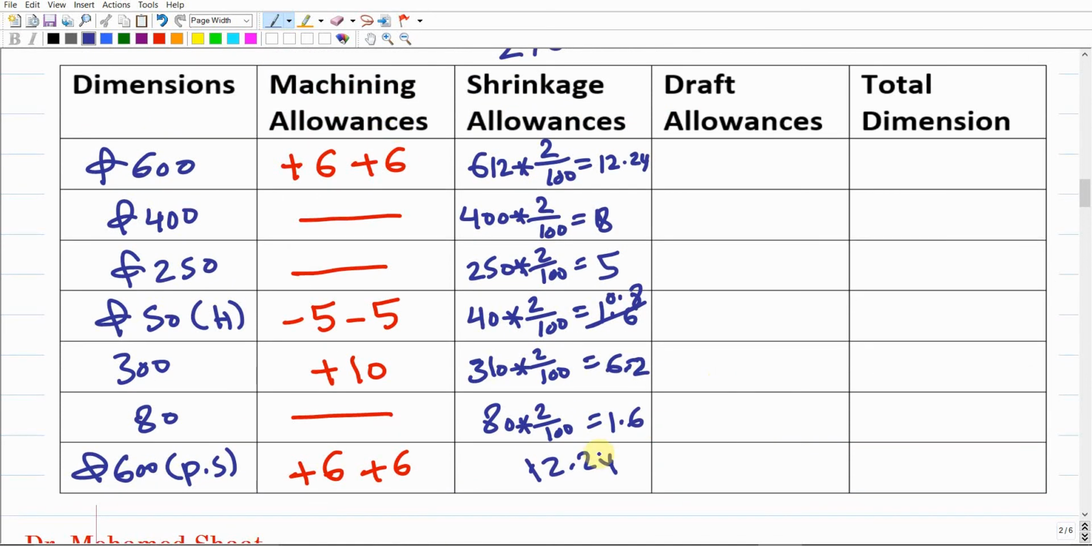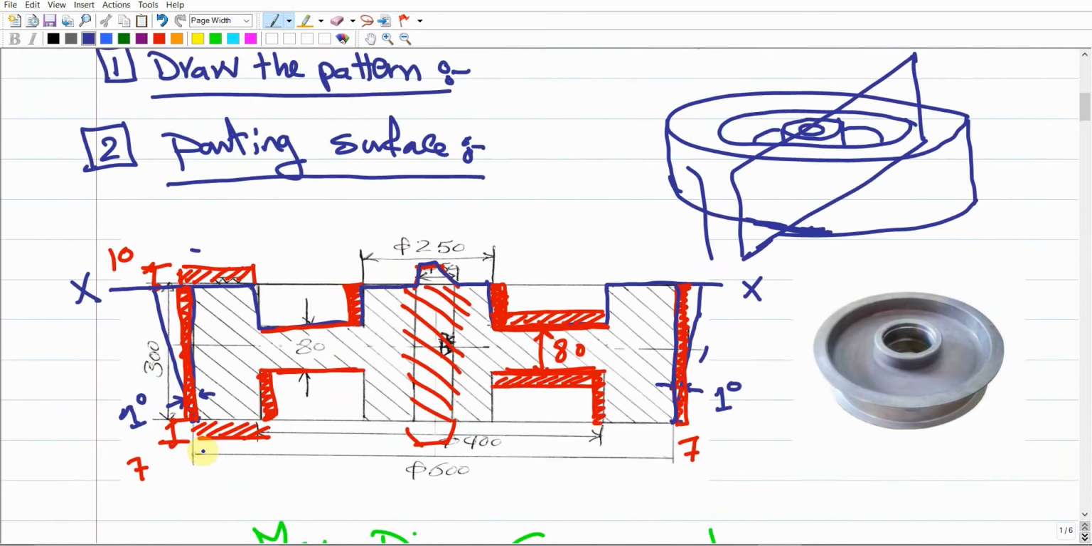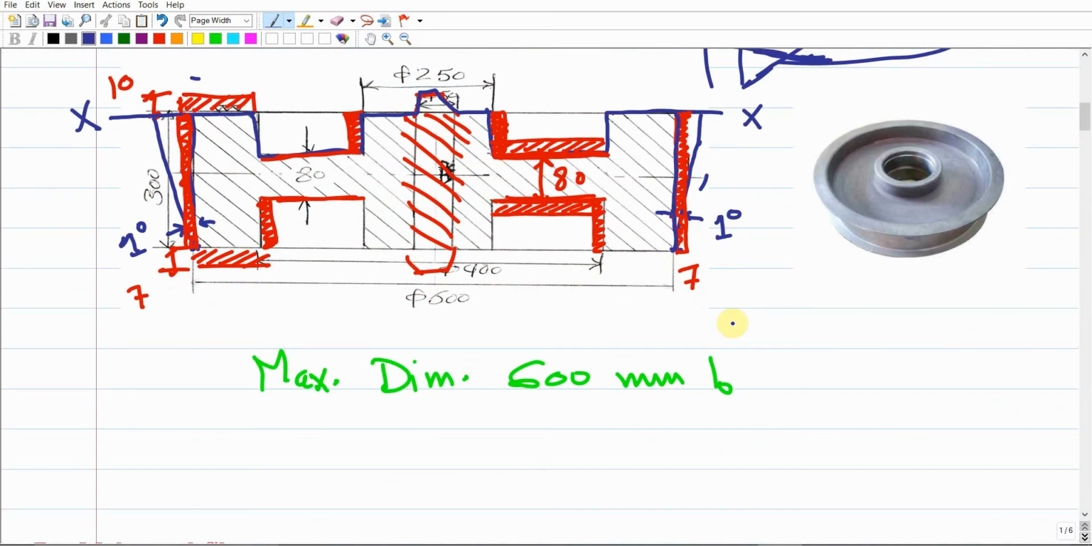The draft allowance, we said that the only dimension that would be affected by the draft allowance is the 600 millimeter, right? So going up here to the 600 dimension, and we agreed that we are going to add a taper allowance here. So let us assume that this dimension is x1. It means that this extra portion will be x1, and the taper will add here another x2.